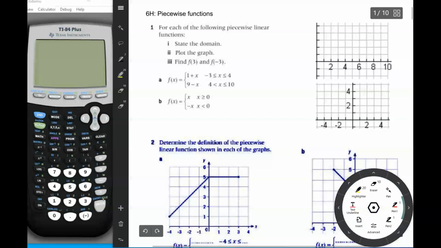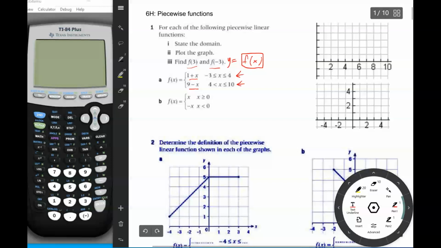So for the first one, it says, for each of the following piecewise linear functions, state the domain, plot the graph, and find f of 3 and f of negative 3. And remember that when you have the expression f of something, the inside thing is actually the x value, and when you talk about f of the x value, you're talking about the y value. So you have f of x equals 1 plus x for this interval from negative 3 to 4, and 9 minus x for this interval 4 through 10.